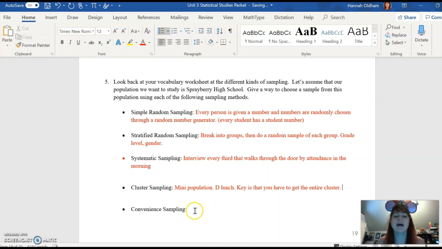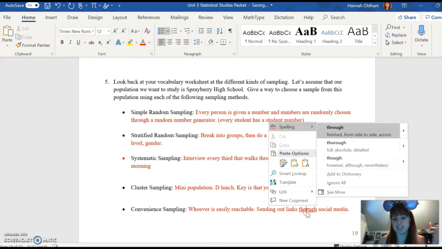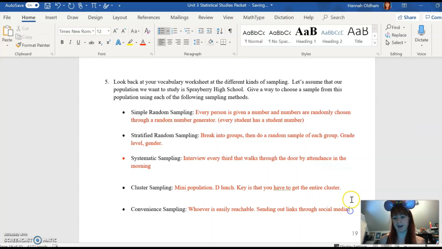Okay. Now, convenience sampling is typically the one that we don't like to do, but you can make a convenience sample not biased. An example, it's whoever is easily reachable. So in this case, we're all having to send out links. And this is what most of us have to do right now because we just can't go to D-Lunch. There isn't a thing of D-Lunch or being able to stand at the doors to interview people.